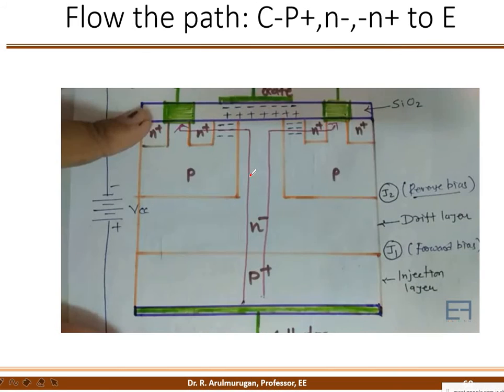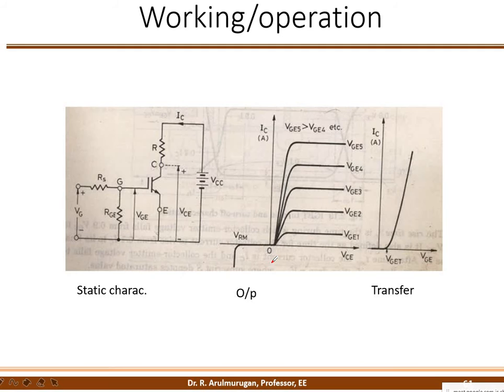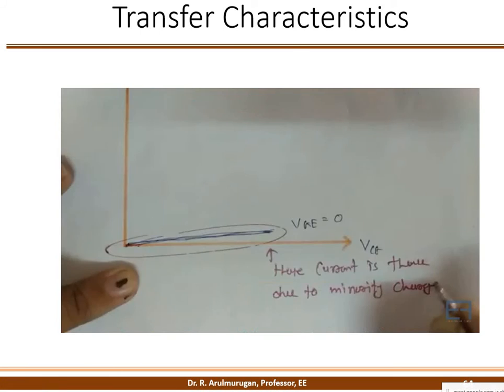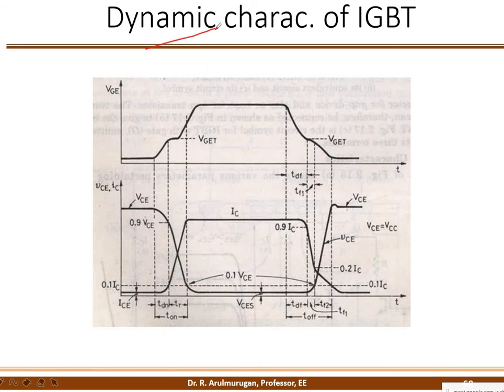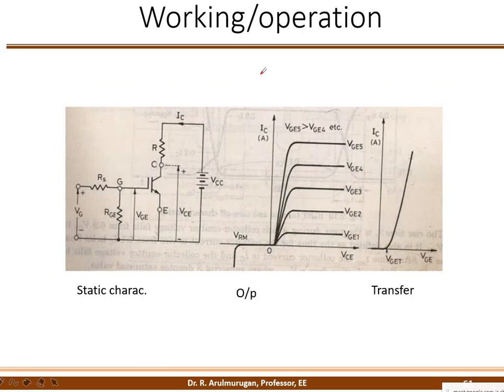Some more points about that. Static characteristics. Generally, there are two types of characteristics. One is static characteristics, another one is dynamic characteristics. Switching characteristics are called dynamic characteristics, so dynamic characteristics are nothing but switching characteristics. First we will look briefly at the static characteristics. Yes, this is the diagram.